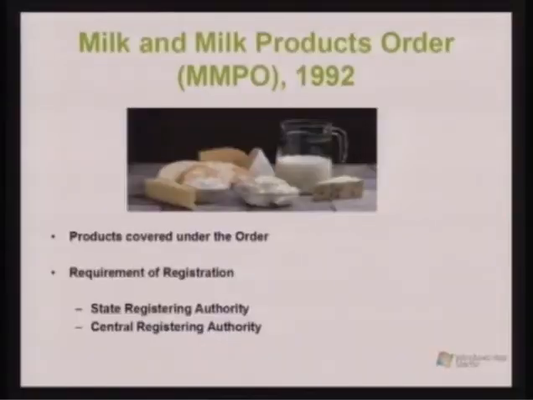There are two registering authorities. One is the state registering authority: units handling more than 10,000 and less than 2 lakh liters of milk per day, and more than 500 and less than 10,000 metric tons of milk solids per annum, are registered under the state registering authority designated by a particular state government. And units processing more than 2 lakh liters of milk per day and more than 10,000 metric tons of milk solids per annum are registered under the central registering authority.